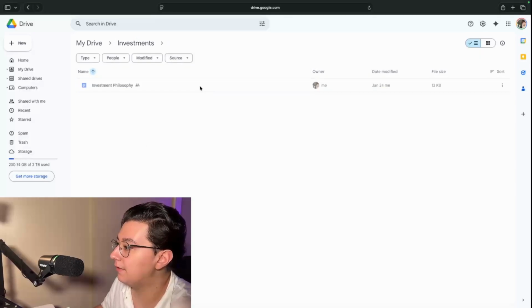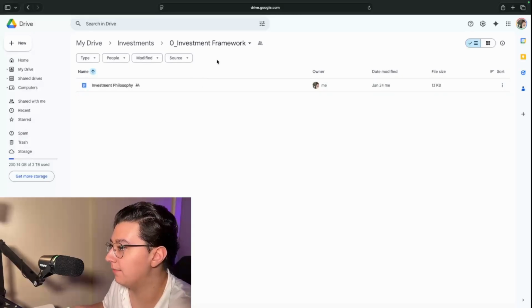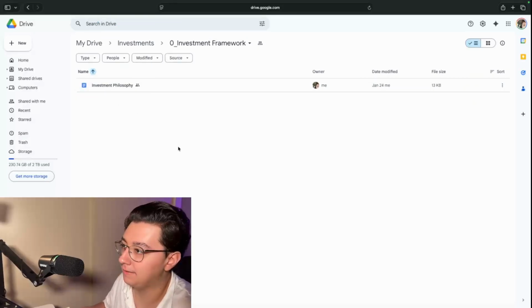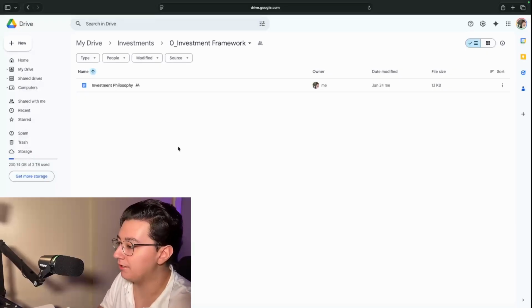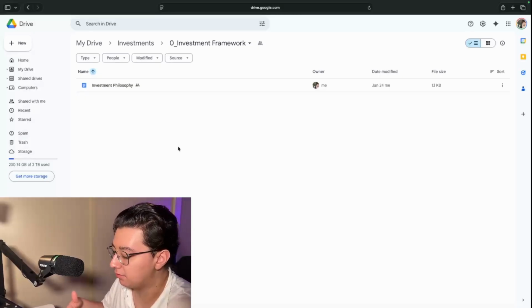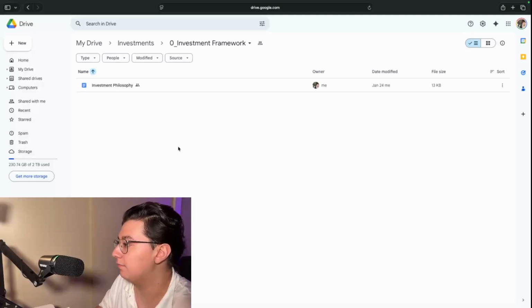And within my investment framework folder, I created a new document, which is called investment philosophy. And I find this to be very important because all of us have a different set of goals, risk tolerance, and even preference of strategy. Some of us might just want to buy indexes and take a more passive approach, and some of us might want to take a more active approach and buy individual shares. And of course, there's always those people that are in the middle.